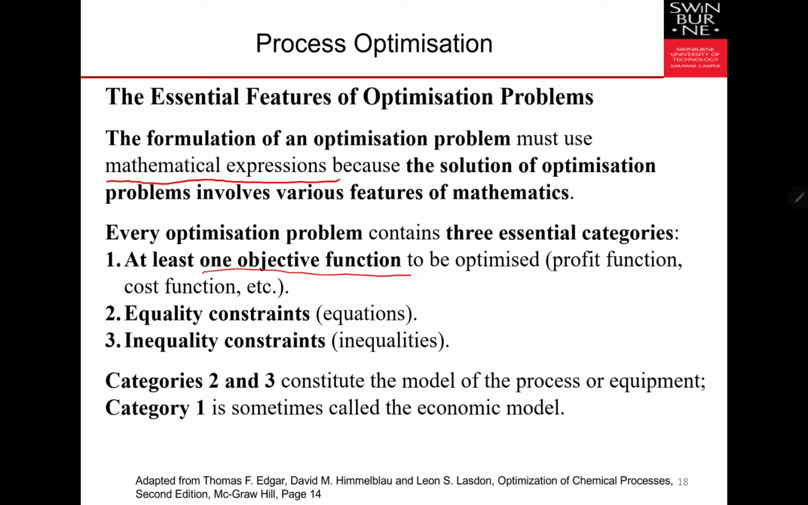This can be a profit function or the cost function. And then you may have an equality constraints. This one is an equations. And then inequality constraint, inequalities. These two terms in here are constituting the model of the process or the equipment, whereas the first category constituting the so-called economic model.